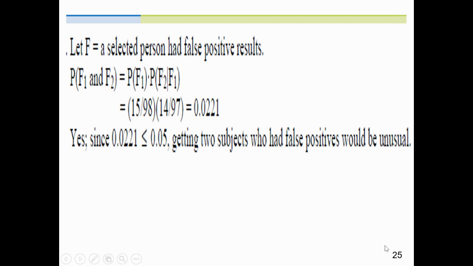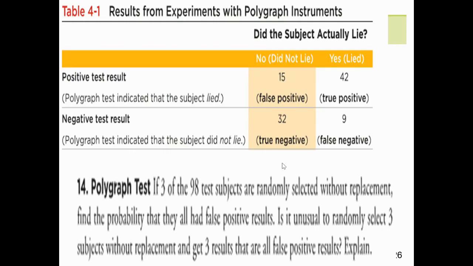In this particular textbook, if the probability is less than 0.05, we consider that to be unusual. So 0.0221 is less than 0.05. So in a polygraph test, it'd be unusual to have two people have false positives. I'm not even sure that polygraphs are even used in some states in trials because of the fact you get false positives, false negatives, and the like.